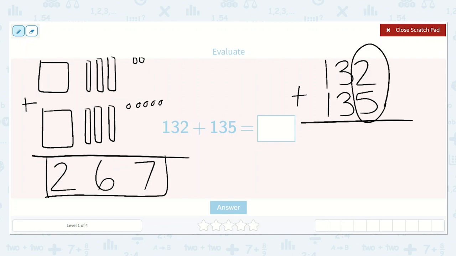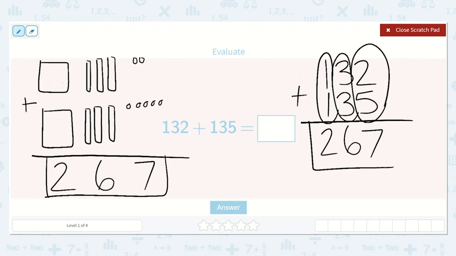2 plus 5, just like we did over here, 2 plus 5. So we have 2 ones plus 5 ones was 7 ones. Then we move to our tens. And we had 3 tens plus 3 tens, just like over here in our picture. As we counted, that was 6 tens. And then we have our hundreds. So we had 100 plus 100 was 200s. So that is why we got the answer 267 both times.